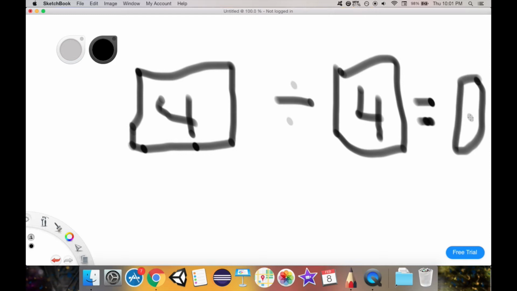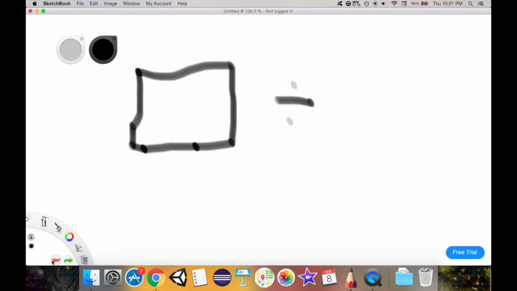So it's like what goes over here. It's kind of like what times 4 equals 4. And the answer is 1, because 1 times 4 equals 4. So now let's do the next thing.